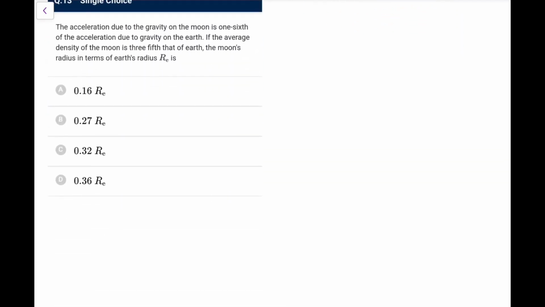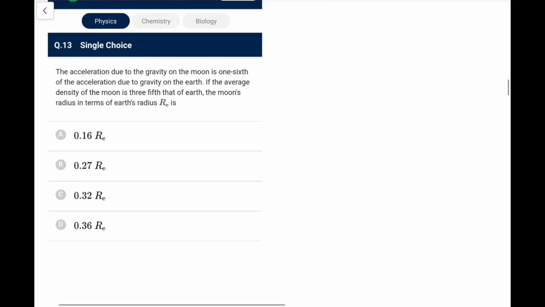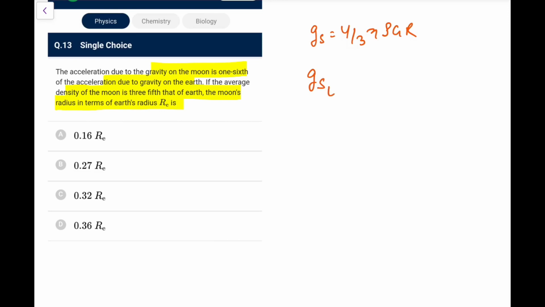Next, the acceleration due to gravity on the moon is 1/6 of the acceleration due to gravity on the earth. If the average density of the moon is 3/5 that of the earth, the moon's radius in terms of earth radius R is. So what we have, acceleration due to gravity ratio is given, average density is given, the moon's radius would be, so g at surface you know is 4 by 3 pi rho G R, that is what you write. So g at surface of earth to g at surface of moon, that ratio would be rho of earth to rho of moon into what we have, radius of earth to radius of moon.